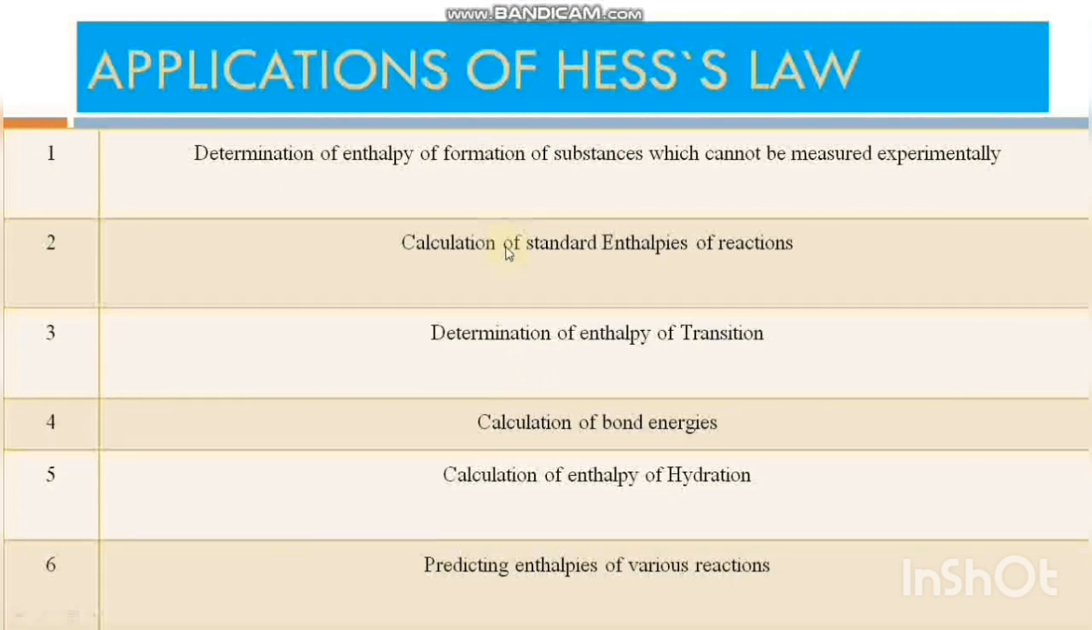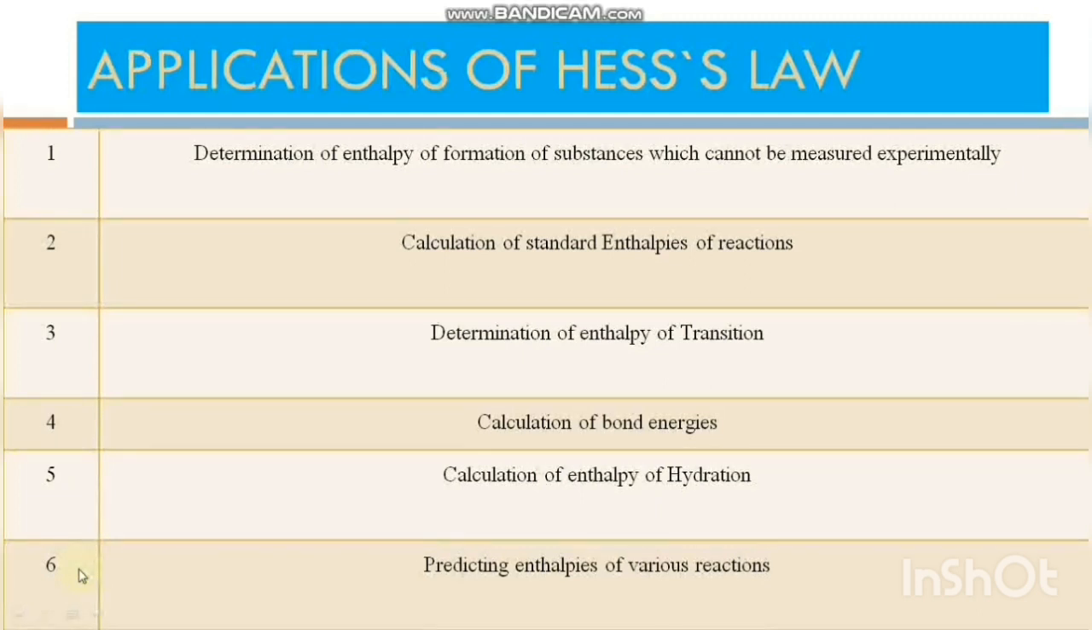Number 1, determination of enthalpy of formation of substances which cannot be measured experimentally. Number 2, calculation of standard enthalpies of reactions. Number 3, determination of enthalpy of transition. Number 4, calculation of bond energies. Number 5, calculation of enthalpy of hydration. And number 6, predicting enthalpies of various reactions.